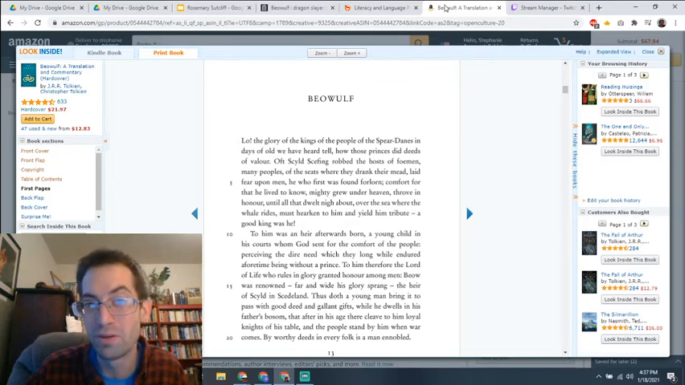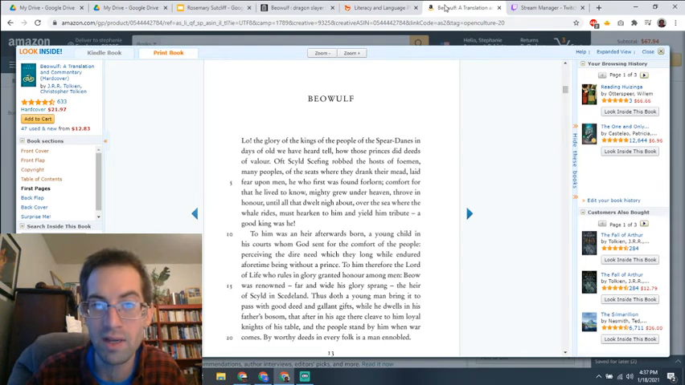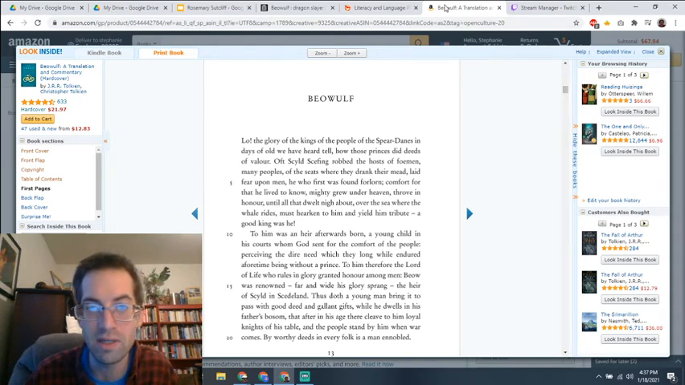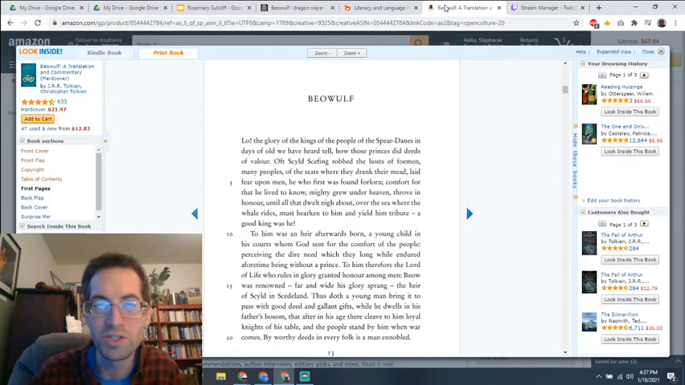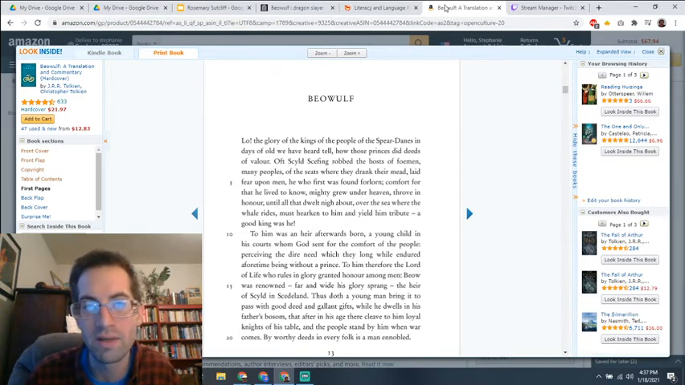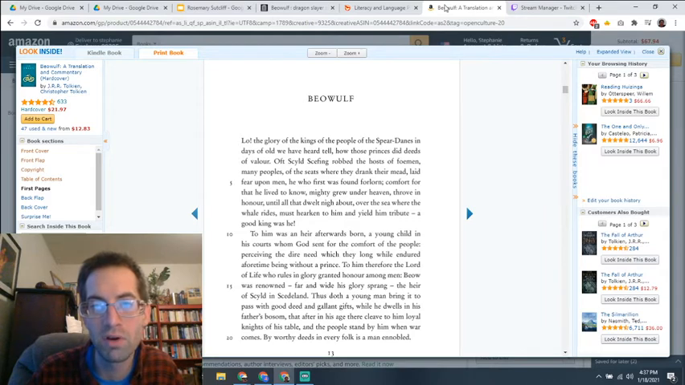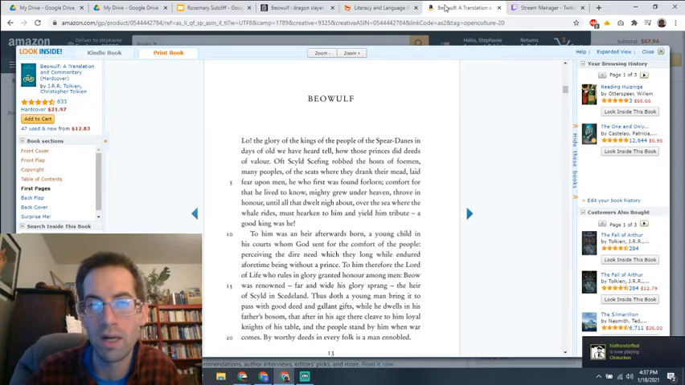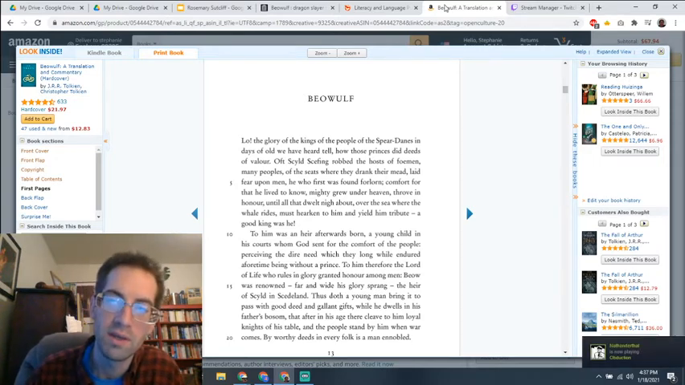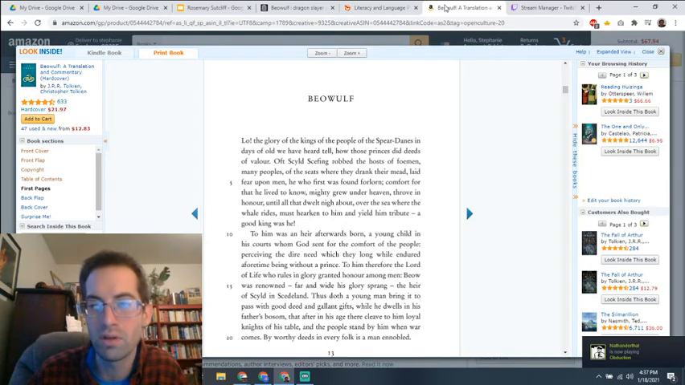Lo, the glory of the kings of the people of the Spear Danes in days of old we have heard tell, how those princes did deeds of valor. Oft Shield Sheafson robbed the hosts of foemen, many peoples, of the seats where they drank their mead, laid fear upon men. He who first was found forlorn, comfort for that he lived to know, mighty grew under heaven, throve in honor, until all that dwelt nigh about, over the sea where the whale rides, must hearken to him and yield him tribute. A good king was he.